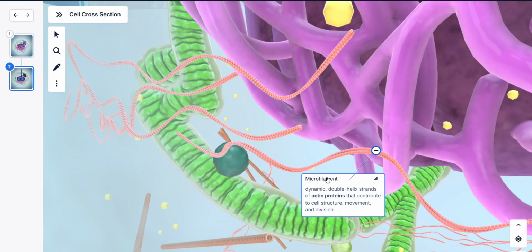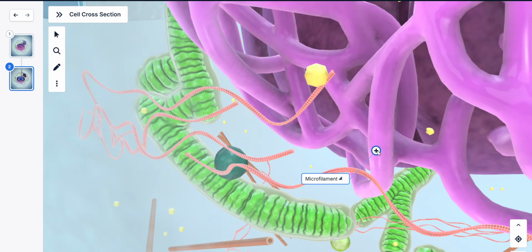the thin, thread-like material, you can say, the microfilaments. So it's a double helix of actin proteins that contribute to cell structure, movement, and division. So this snake-like structure is responsible for the actin proteins that contribute to cell structure and movement of the cell or divisions.